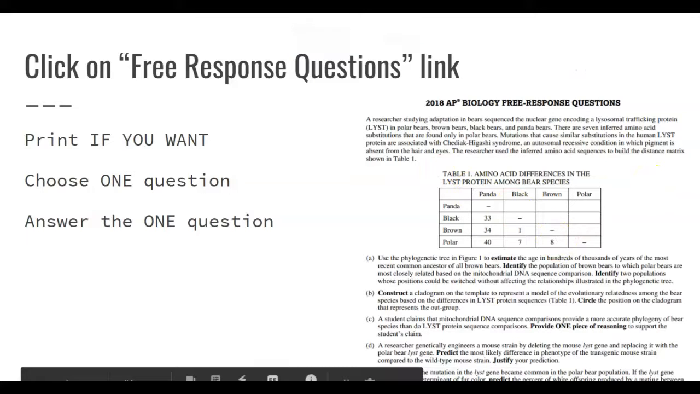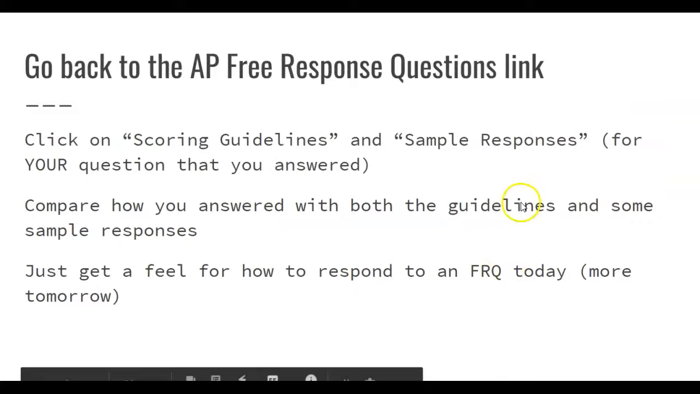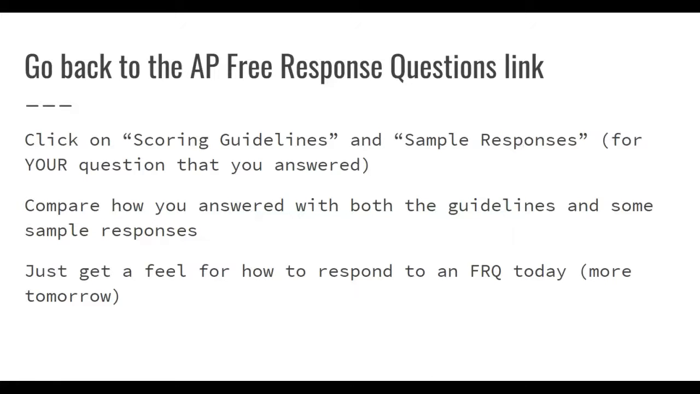Answer it on your own paper. And then you're going to go back to the AP free response questions link, and you're going to click on 2 links, the scoring guidelines and the sample responses. Now let's pretend that you chose question number 2. All right. So you're going to look at both of these links, scoring guidelines and then sample responses for question number 2. You're also going to compare how you answered on your own paper with both the guidelines, that's the rubric right here, and the sample responses. Those are things that other students used to respond last year. No, the year before, 2018.